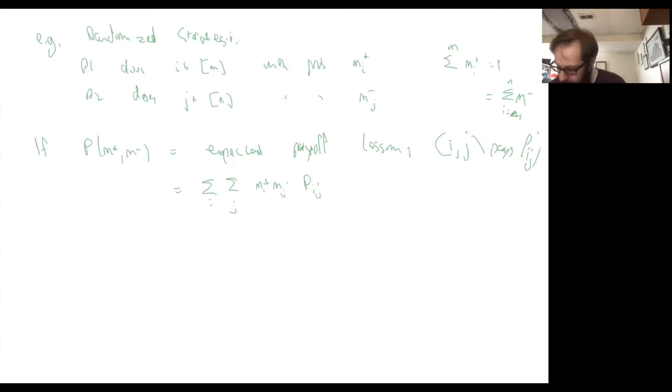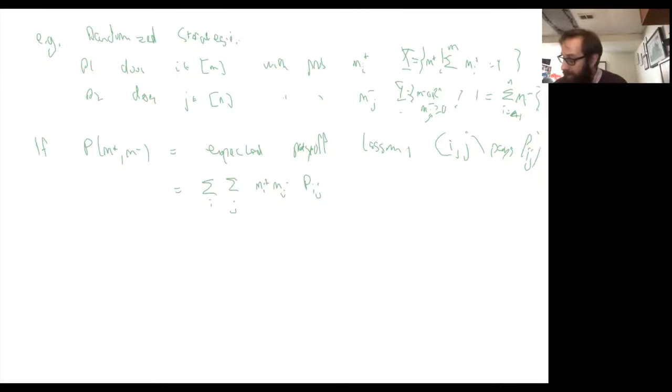And the strategy spaces are basically, so my capital X is like this. It's the set of vectors m_i plus with non-negative entries that sum to 1. And my capital Y is again the set of vectors m_j minus in R^n, with m_j minus bigger than 0, such that they add up to 1. This is a simplex, it's a compact convex set. This is also a compact convex set.